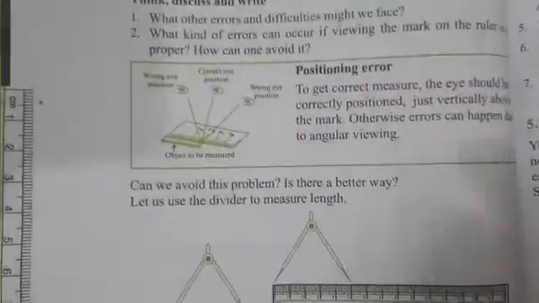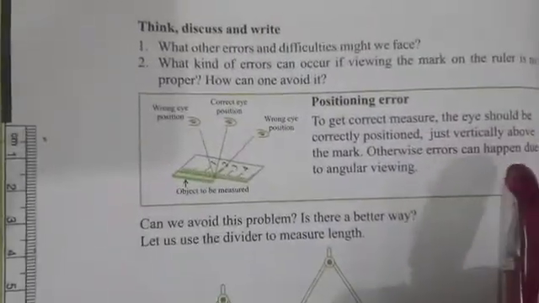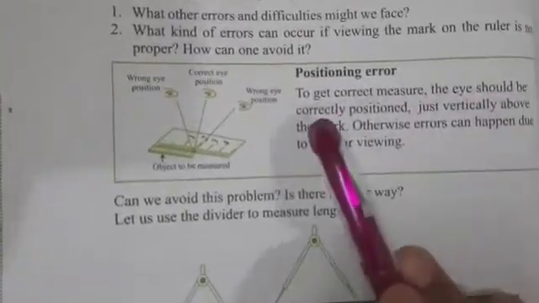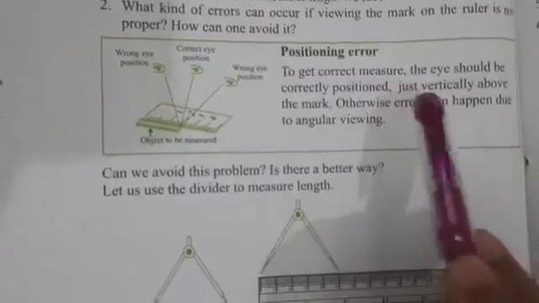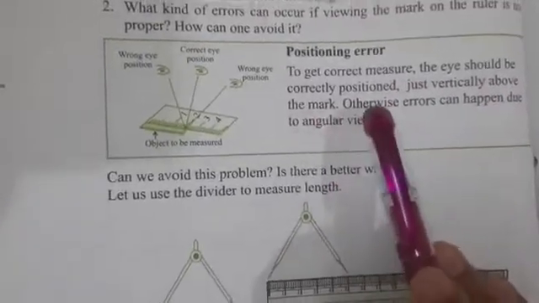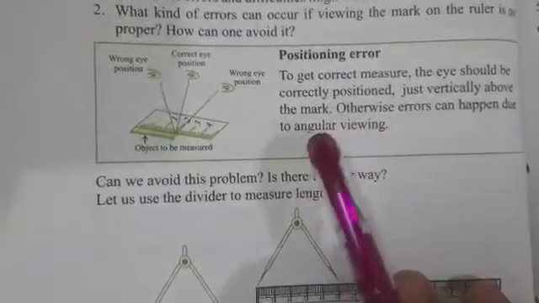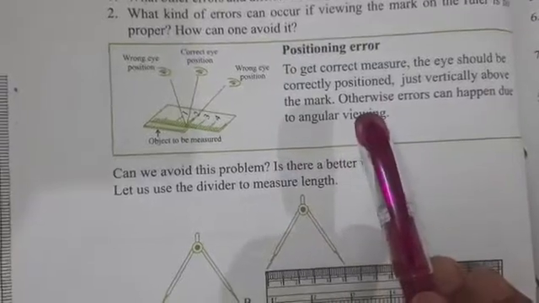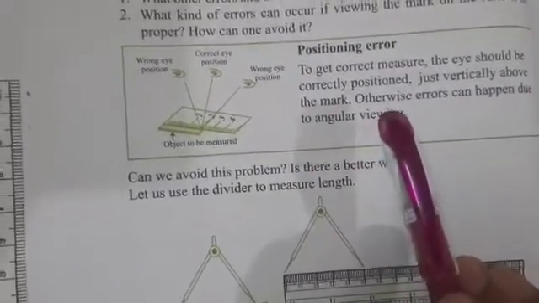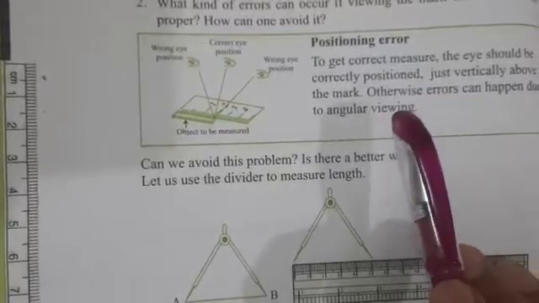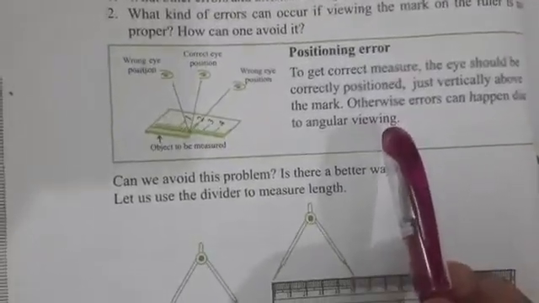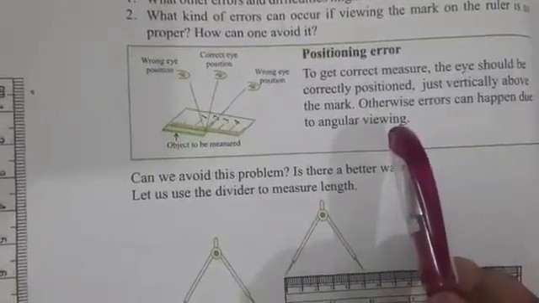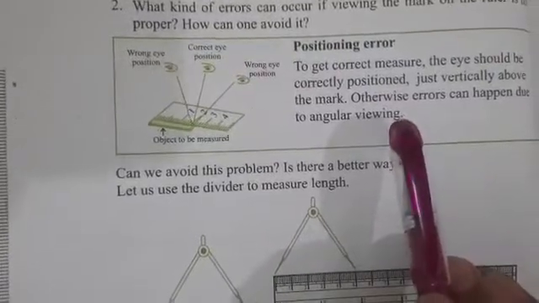segment. Now if you are going to measure the line segment with the help of a ruler, to get the correct measure, the eye should be correctly positioned just vertically above the mark, otherwise errors can happen due to angular viewing. अगर आप गलत एंगल से देखते हैं अपनी आइज़ से the length of your line segment, तो आपको करेक्ट मेजर नहीं मिलेगा. आपको अपनी आइज़ को बिल्कुल वर्टिकली अबव रखना है स्केल के, to get the exact measurement of the line segment.